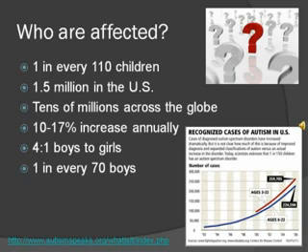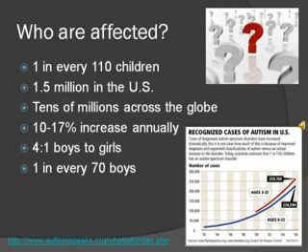Who is affected? Today it is estimated that 1 in every 110 children is diagnosed with autism, making it more common than childhood cancer, juvenile diabetes, and pediatric AIDS combined. An estimated 1.5 million individuals in the U.S. and tens of millions worldwide are affected by autism.